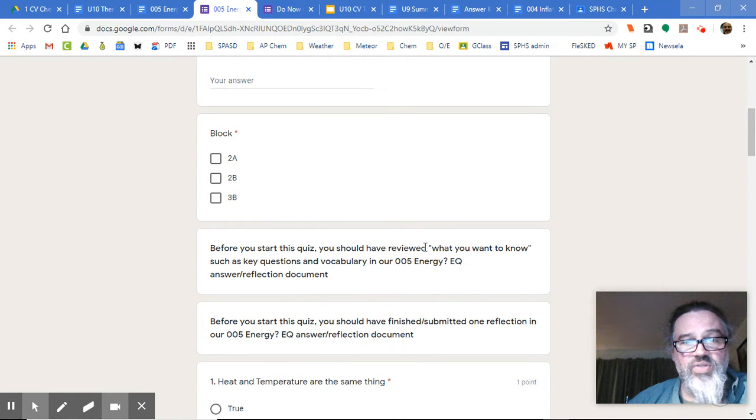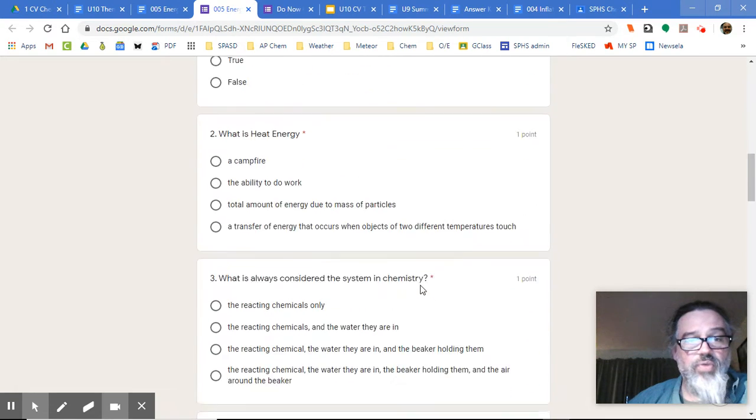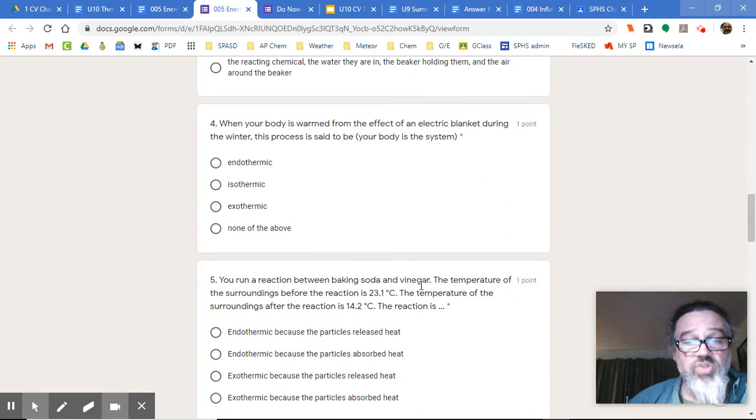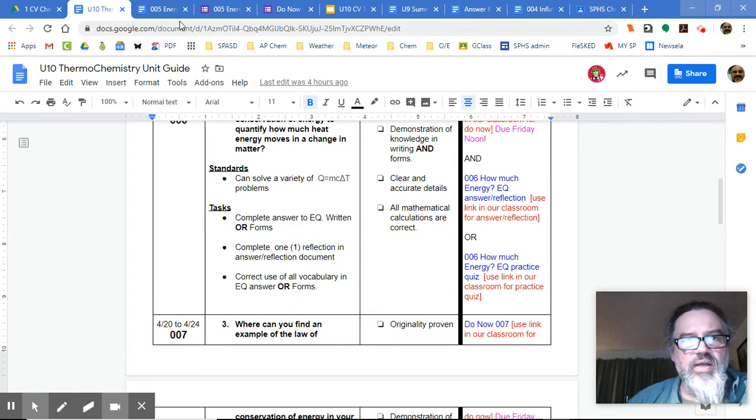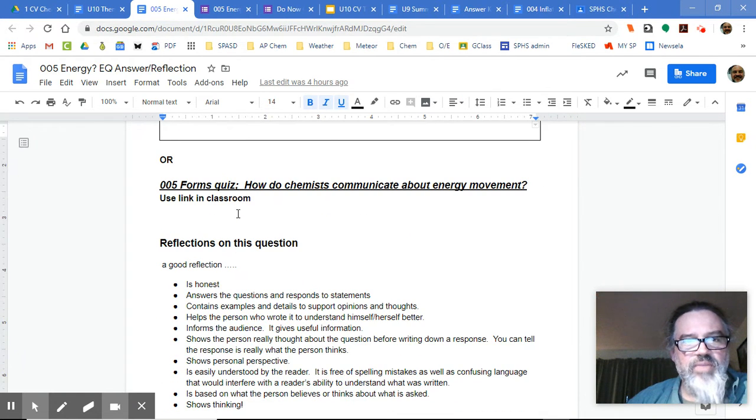Before you do this quiz, you should have reviewed what do you know, and you know the questions and vocabulary. You should have finished the reflection also, and then go through and do the quiz. That'll get scored, and of course, if the score is passing, you get a P. If it's not passing, I'll reach out to you and ask for a few things.